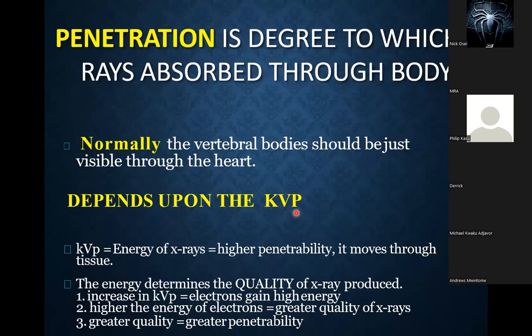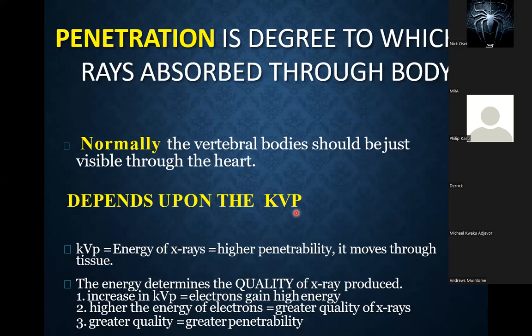So I think we mentioned this yesterday. Penetration is the degree to which X-rays are absorbed through the body. Normally the vertebral bodies should be just visible through the heart. Yesterday we talked about underexposure and overexposure. Now we're explaining how you'll be able to tell, aside from just looking at the picture and saying this is underexposure, a more objective way of telling.